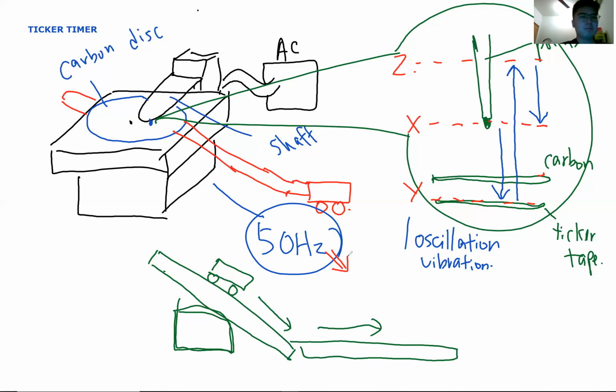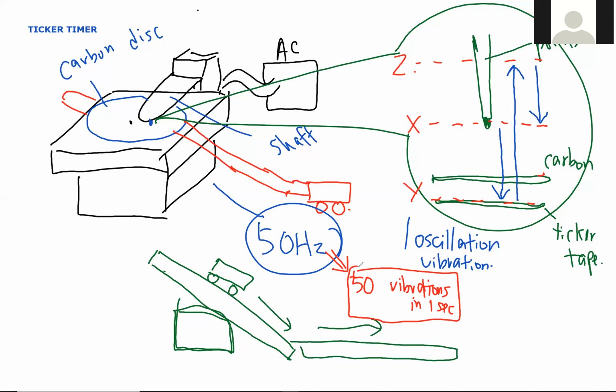Okay, excuse me. Okay, 50 Hertz 意思是说50 vibrations in 1 second. Okay, this is frequency, number of vibrations in 1 second. So 意思是说这个 pointer 是当你 turn on 是在1秒里面是它会 repeat 50次这样子的一个 vibration.